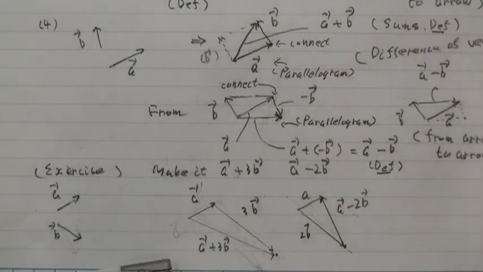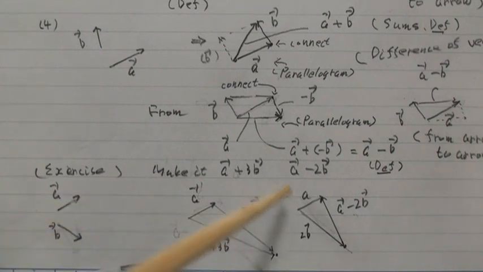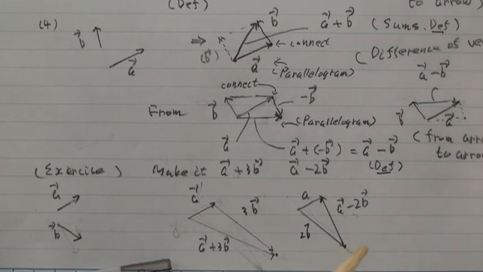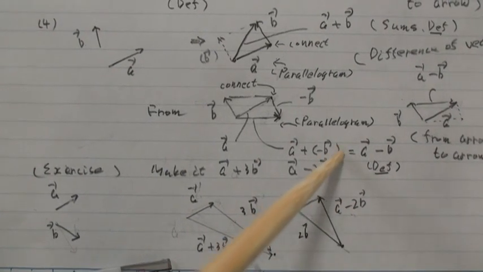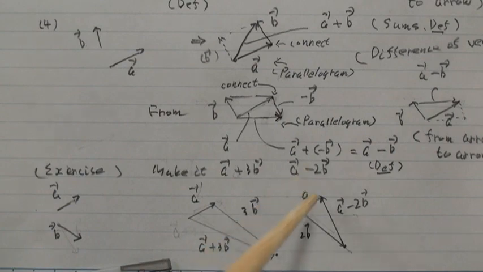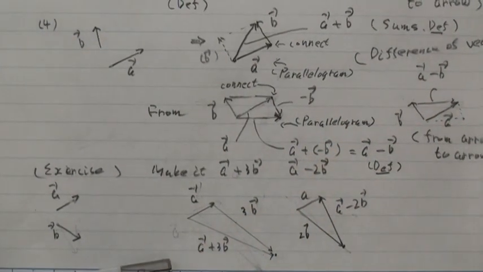And a minus 2b vector: a vector and b vector, size 2 multiple and direction is equal to b vector. And from arrow to arrow, this is a minus 2b vector. Okay?